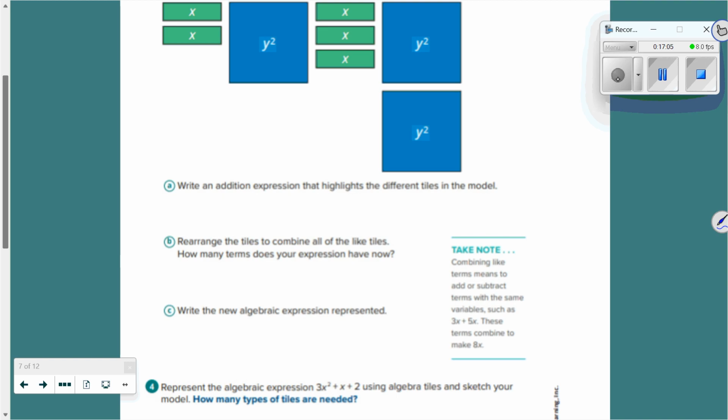A says, write an addition expression that highlights the different tiles in the model. So first of all, how many terms is our expression going to have based on the model? 4. What is my first term? 2x plus y squared plus 3x plus 2y squared. Does that make sense?